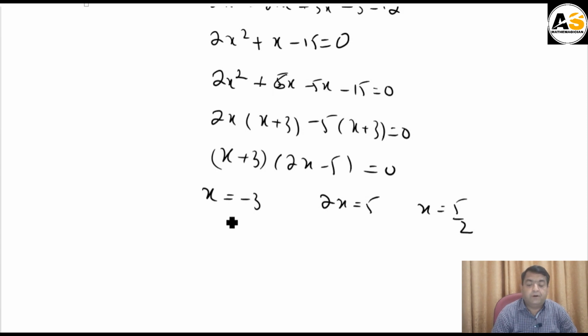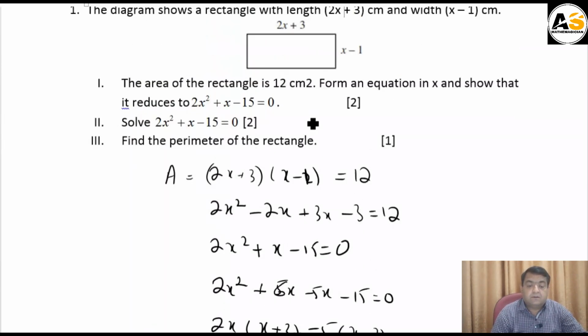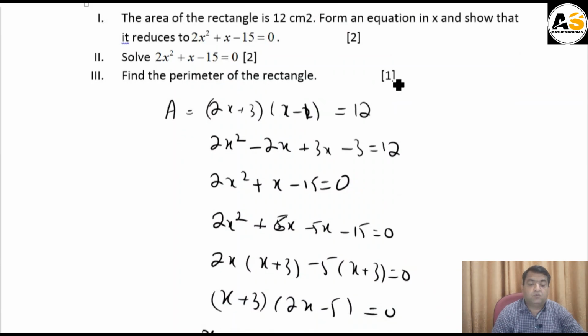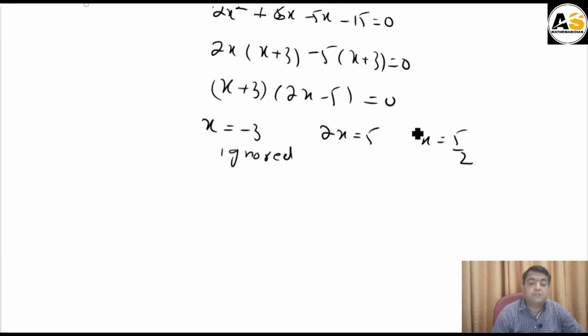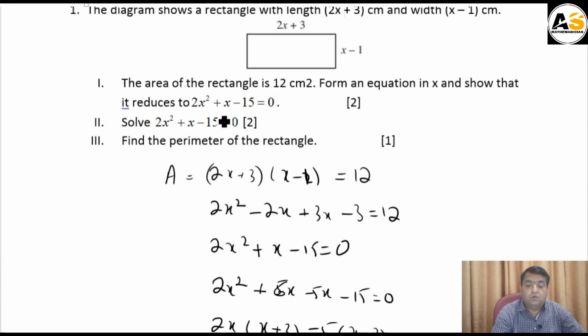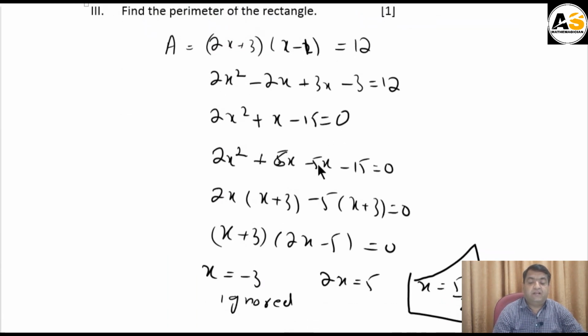This is ignored because x cannot be negative. If x is negative, 3 minus 1, its width will be minus 4, which is not possible. So the possible value of x is 5 by 2. I hope this is clear. Now, for x is equal to 5 by 2, we have to find the perimeter of the rectangle.